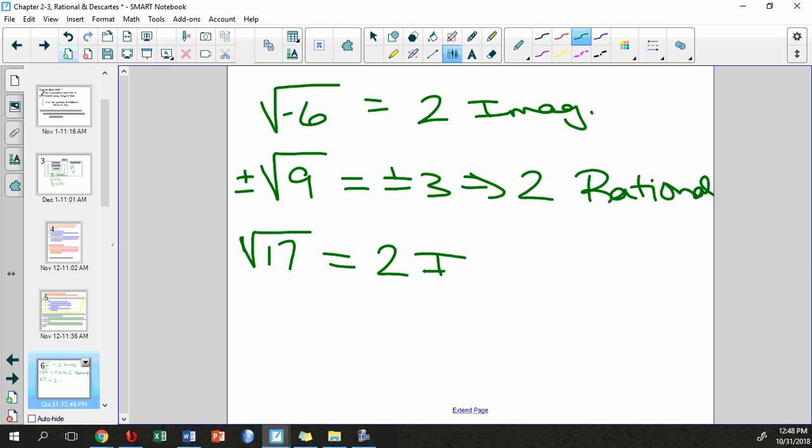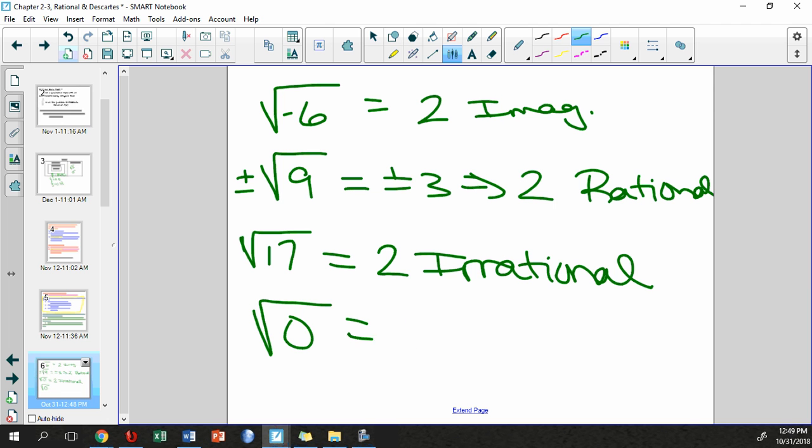Irrational. Two irrational. And then what about the square root of 0? What's the square root of 0? Does it impact the problem then? No, so you have one double root.